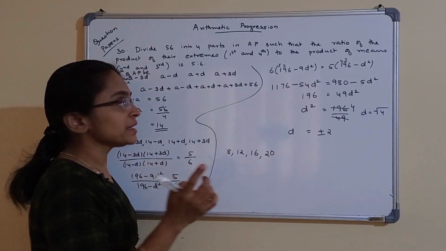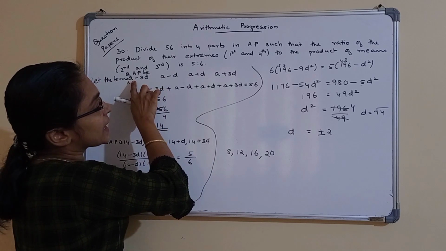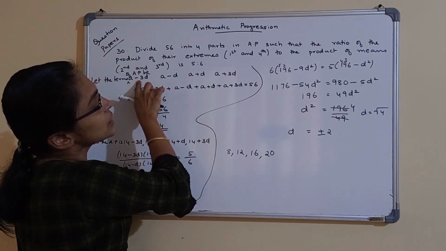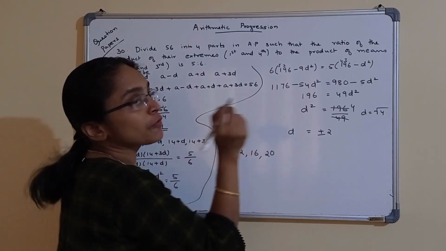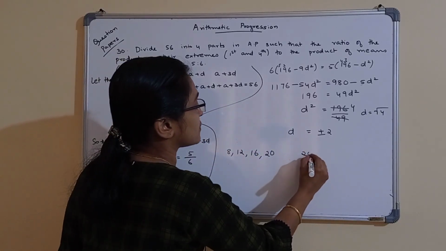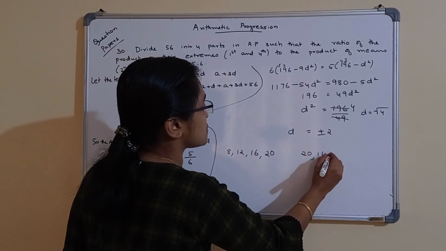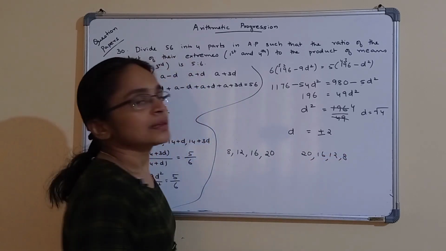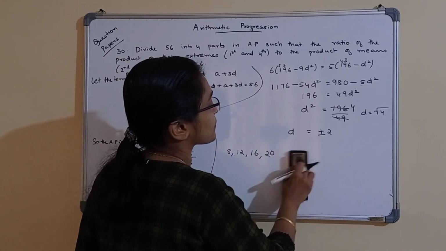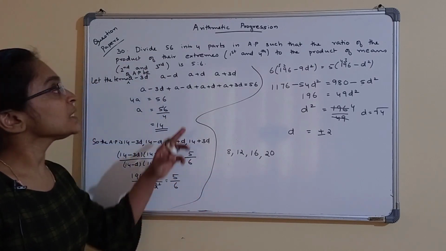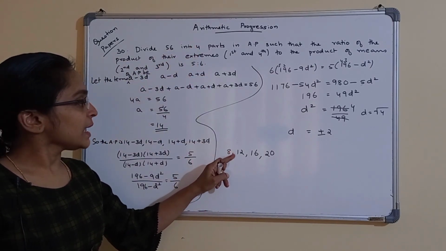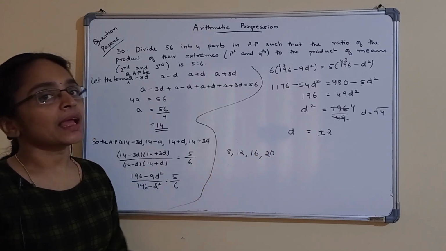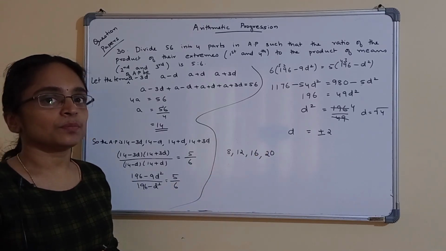And if we take minus 2, we will get a minus 3 into minus 2, which is a plus 6, that is 14 plus 6. We will get the reverse, that is 20, 16, 12 and 8. Same. So this 56 can be divided into 4 parts as the numbers 8, 12, 16 and 20. And this is an AP.